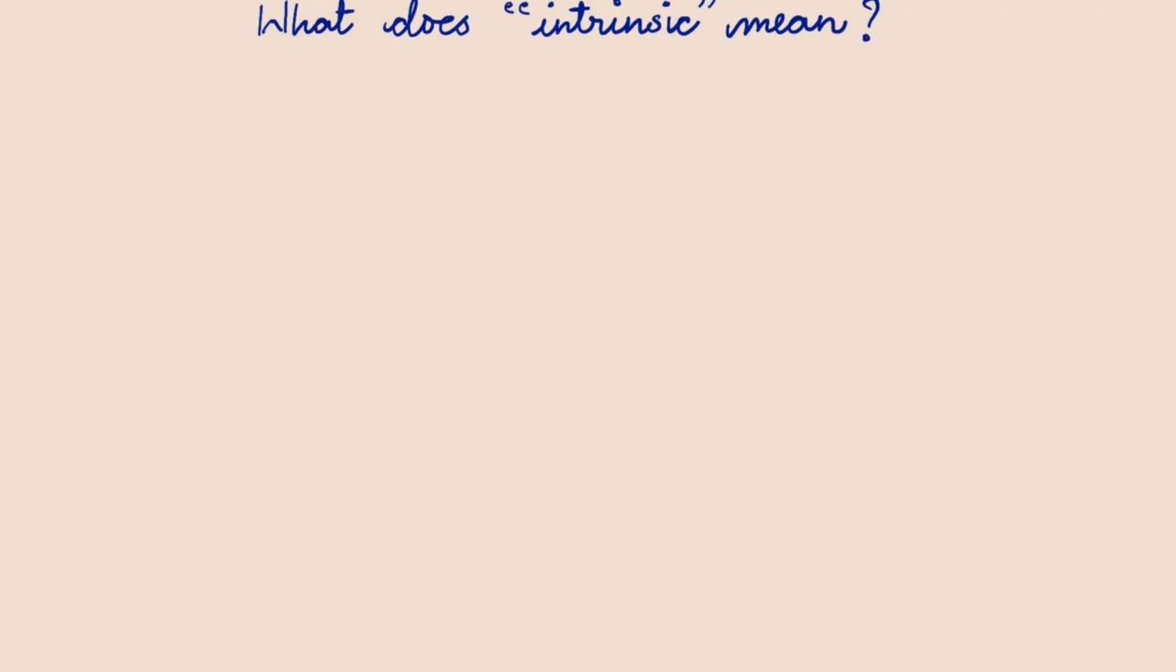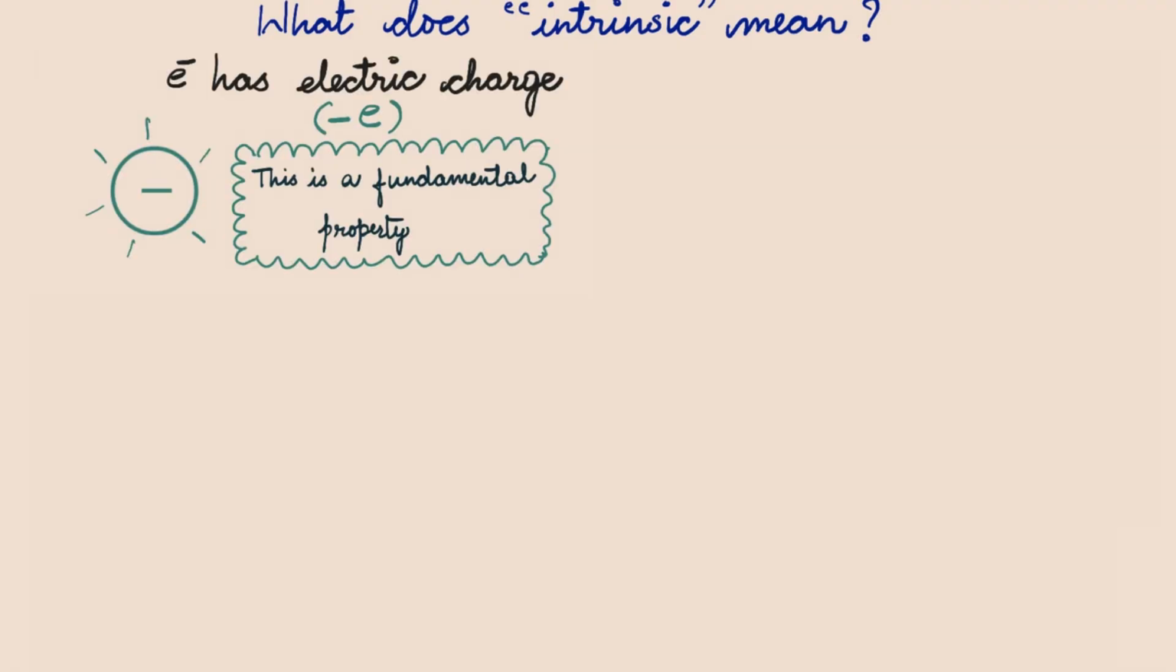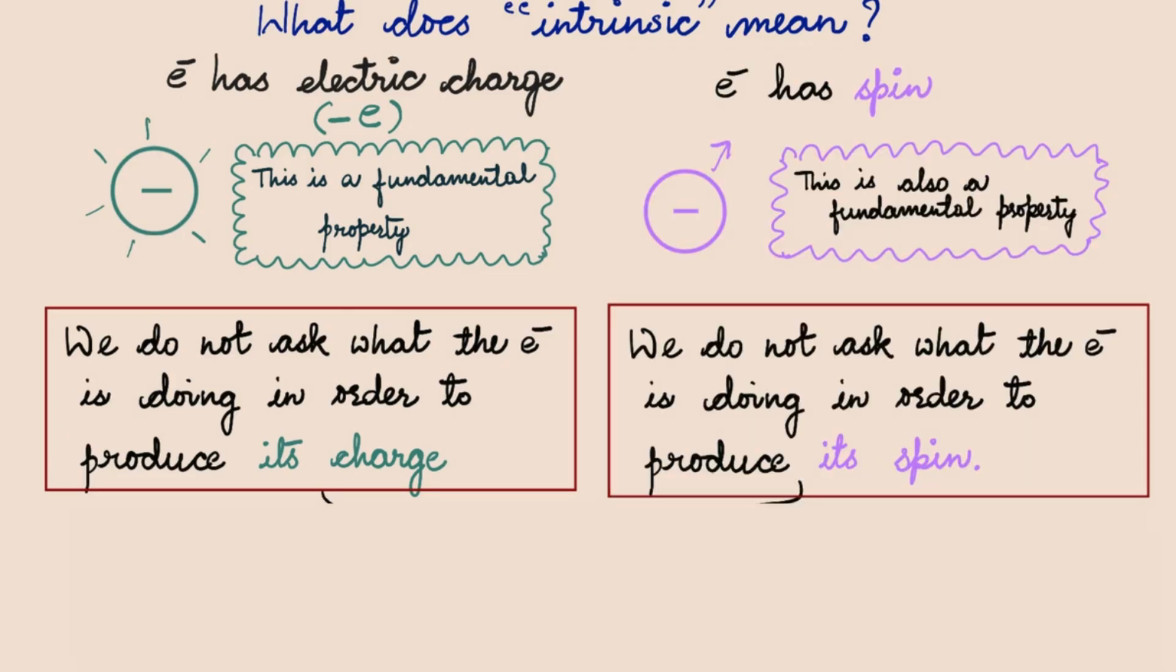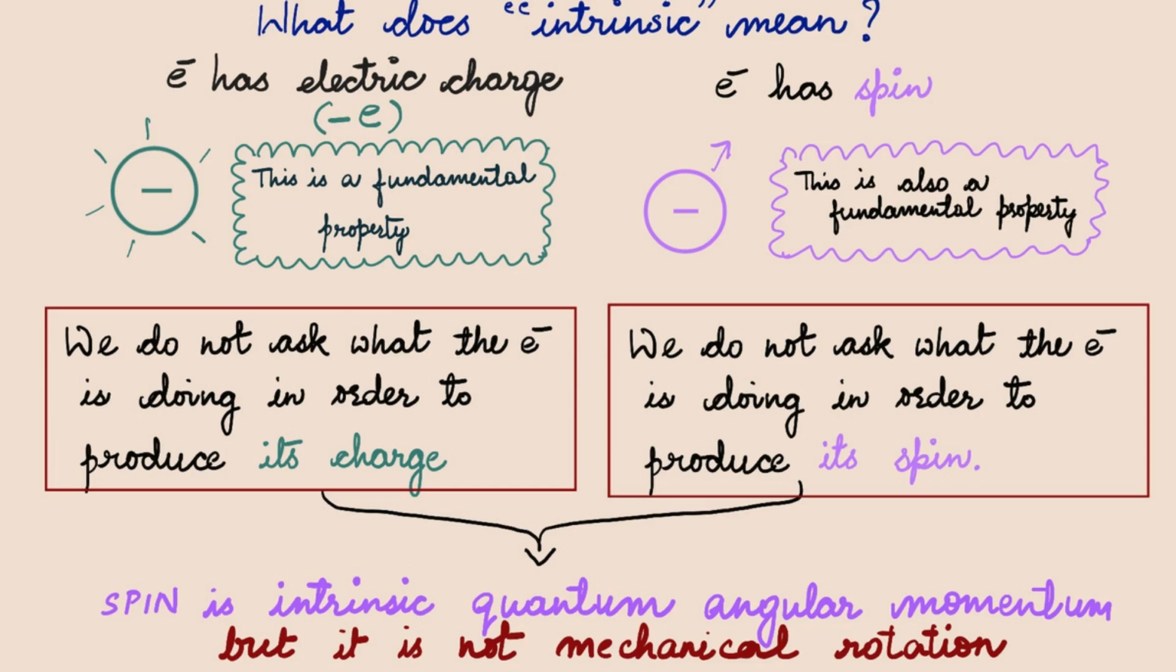A useful way to think about this is to compare spin with another property of the electron, say electric charge. The electron has charge because charge is one of its fundamental properties. We do not ask what the electron is doing in order to produce its charge. Similarly, spin is a property that the electron possesses intrinsically. So, the simplest way to say it is, spin is intrinsic quantum angular momentum, but it is not mechanical rotation.